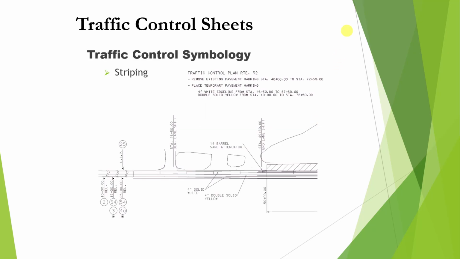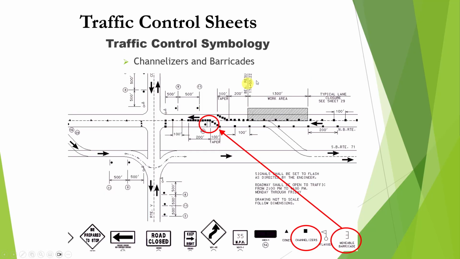Striping. Striping is called out with notes. Okay, that's what you're going to see most of the time with striping. You're going to see 4-inch solid white, and it's going to point to the arrows, or arrows are going to point to the lines. 4-inch double solid yellow, it'll point to it so that you know what it is, what we're doing there. Channelizers and barricades.